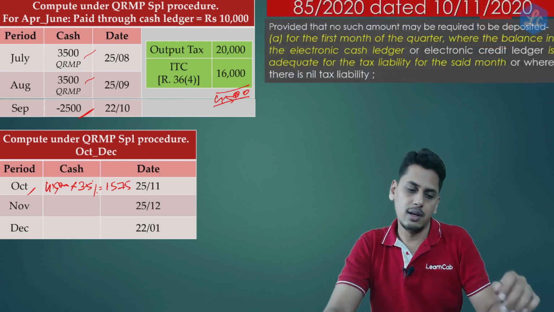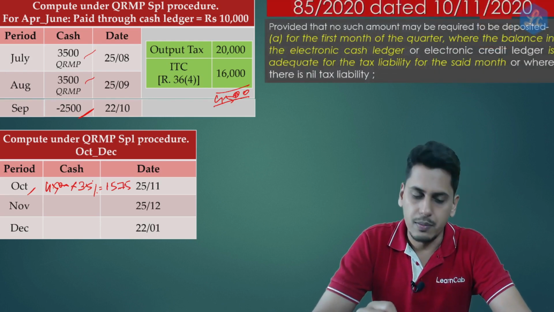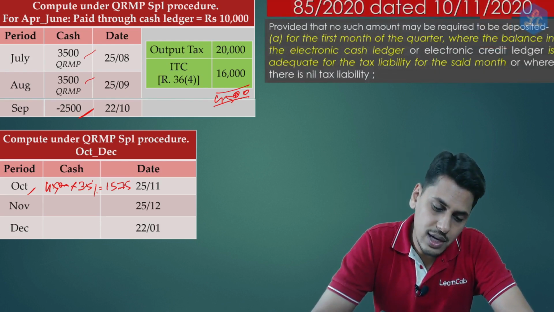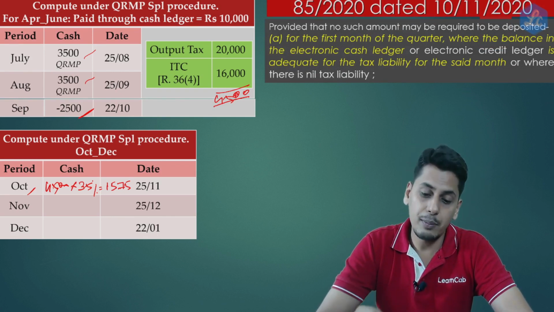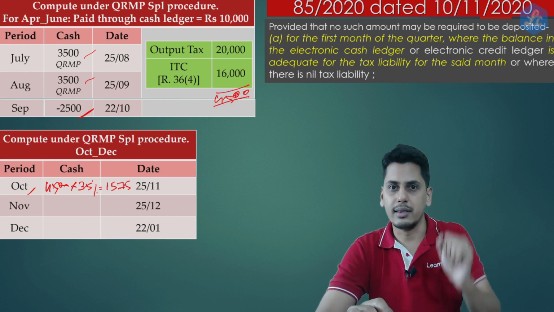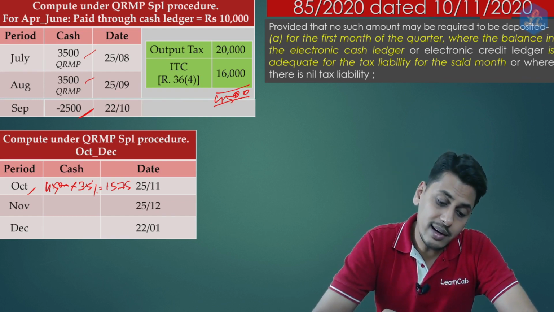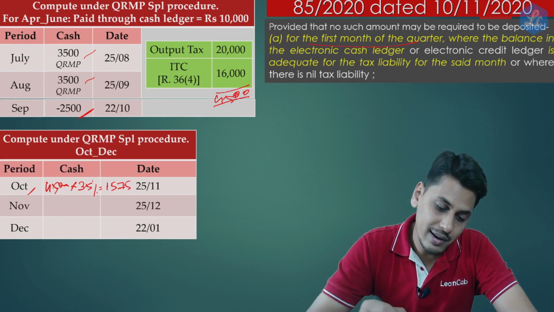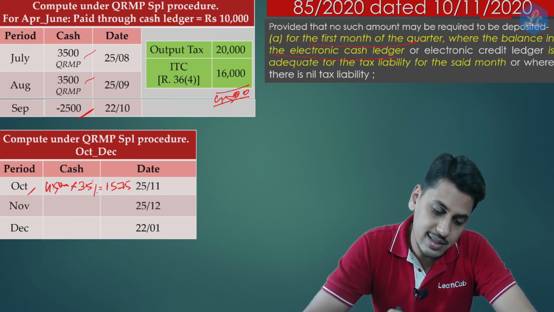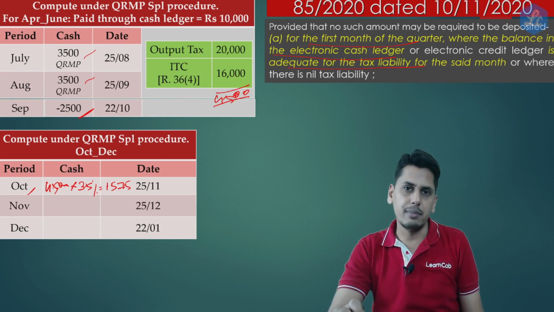Let's have a look. The proviso. Provided that no such amount may be required to be deposited. Which such amount of deposit it is speaking about? For the first month. Provided that no such amount may be required to be deposited for the first month of the quarter, where the balance in the electronic cash ledger is adequate for the tax liability for the said month.